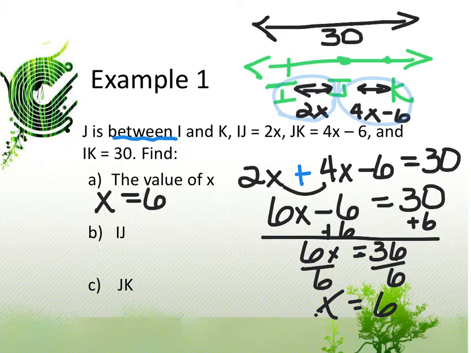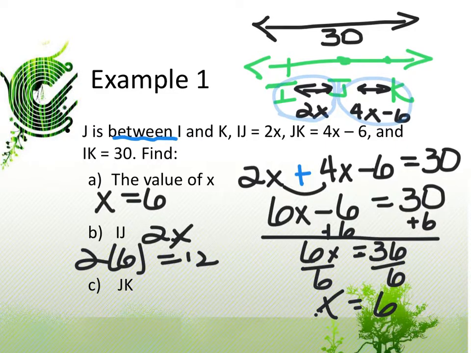Good. Into which expression? The 2x or the 4x minus 6? 2x when you're finding ij. Okay. So to find ij, I'm going to plug it into 2x. So I'm going to do 2 times 6. And what do you get?